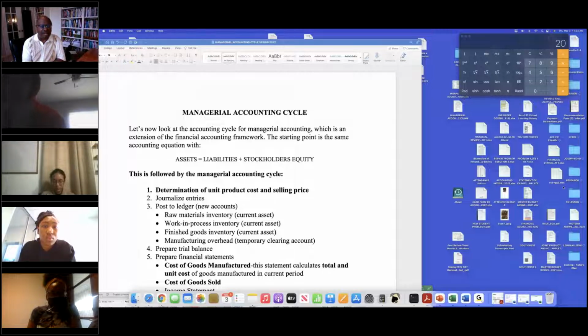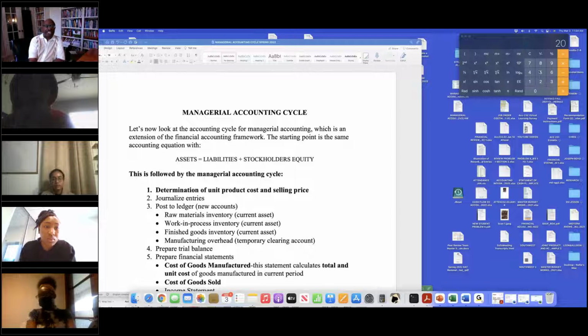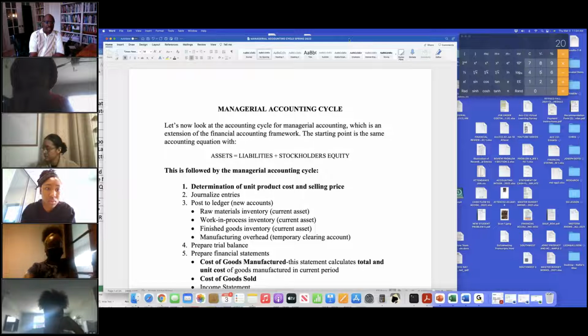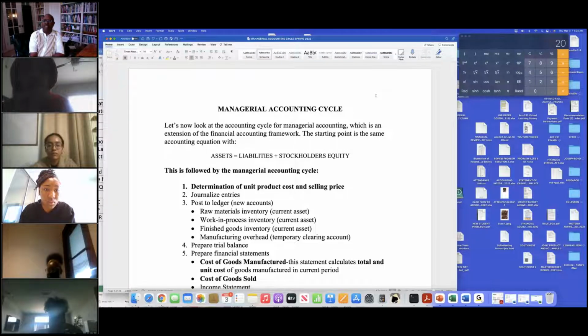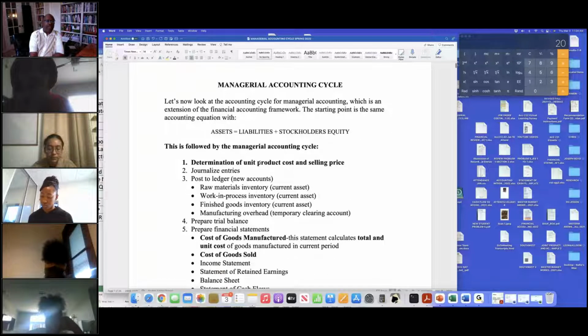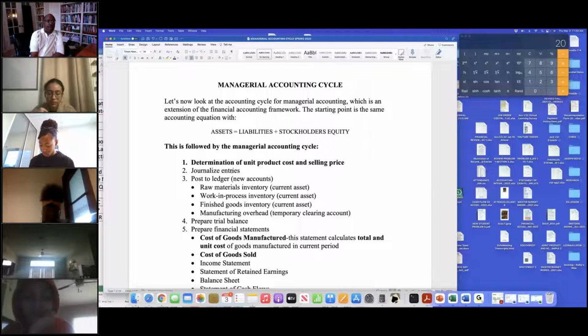Okay, so I'm sharing my screen on the managerial accounting cycle. Let's look at this cycle again. Everything in accounting starts with this basic equation: assets equal liabilities plus stockholders' equity. The managerial accounting cycle is determination of unit product cost and selling price. That's the first thing you do. Then you're going to make journal entries and utilize the data from step one in the journal entries. You're going to post to the ledger.